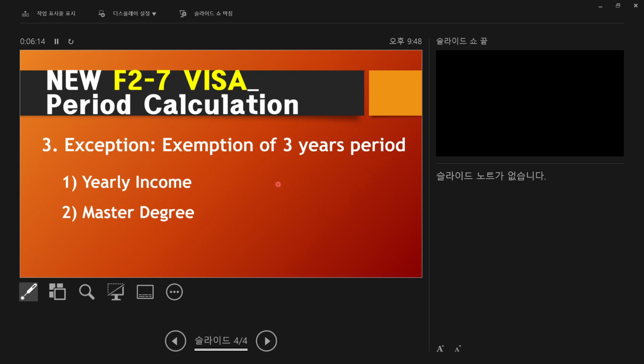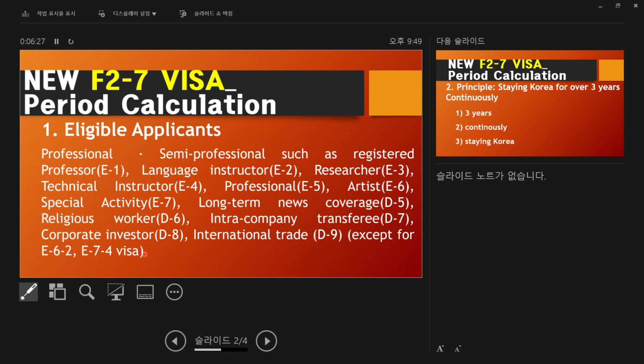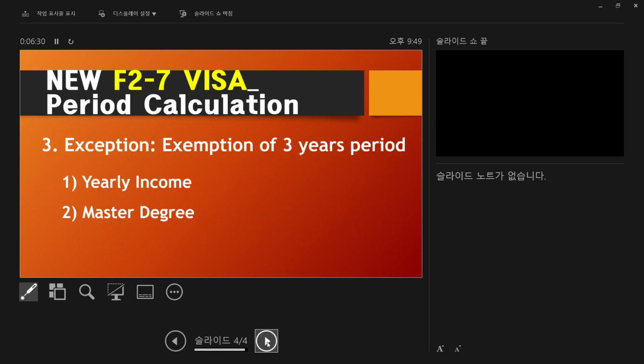Exemption of 3 years in a period. There are three categories, but I explained two. The first one is the yearly income, right? So if you have one of these visas, and your previous yearly income was more than 40 million won, you can apply for that without waiting until 3 years from the date of issuance of your ARC.